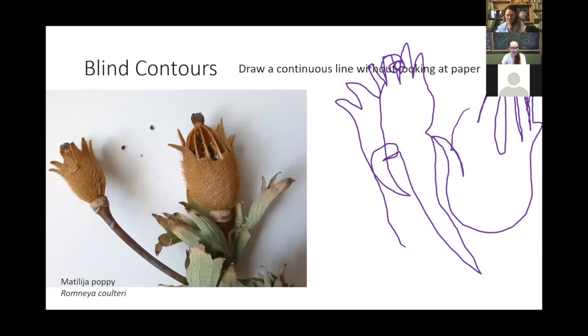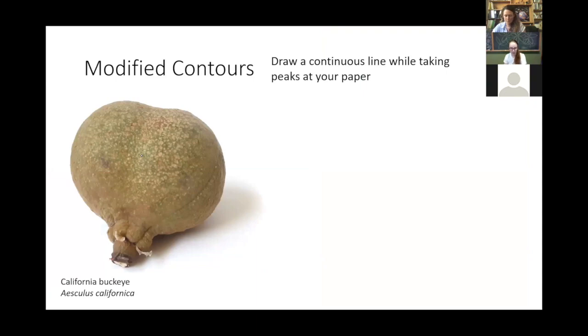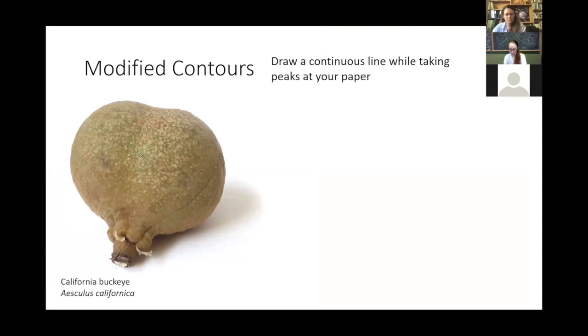Kind of strange alien things. Okay, and so for our next warm-up, we'll be doing modified contours, and this is similar, but where you draw a continuous line, you don't lift your pen off the paper as you're drawing, but you can take some quick peeks at your paper. And so we are going to do another Buckeye fruit, and they do come in an interesting range of sizes and shapes. This one is not quite as round. It's a little more of a double rounded.